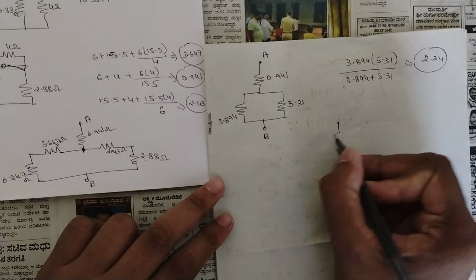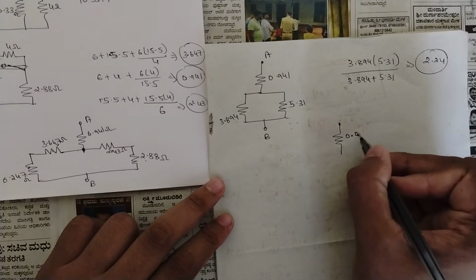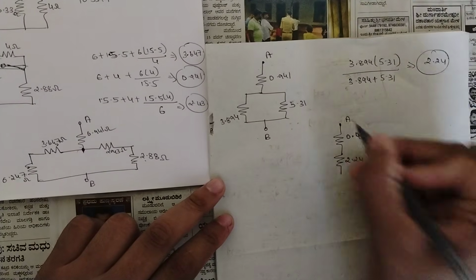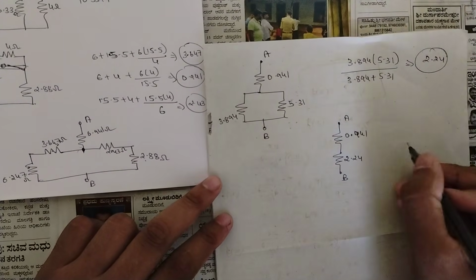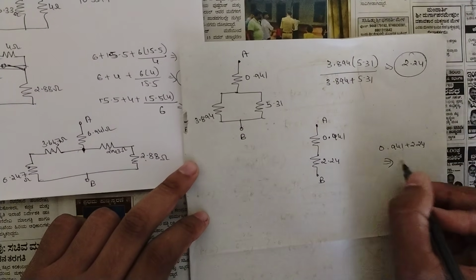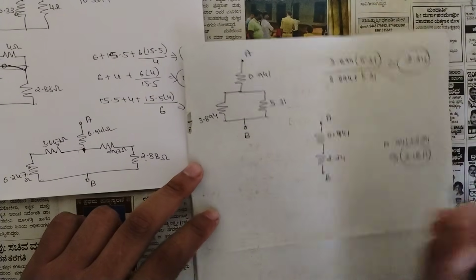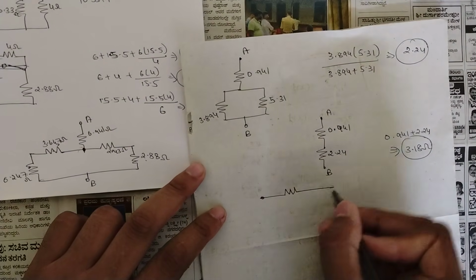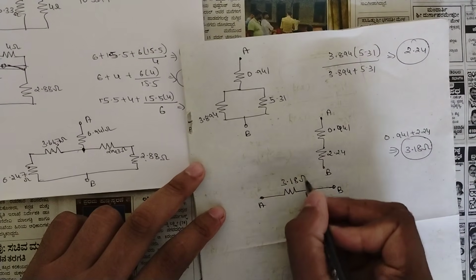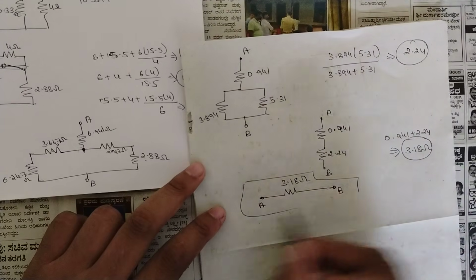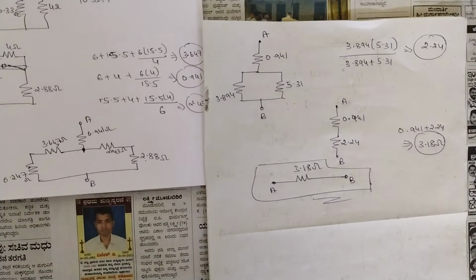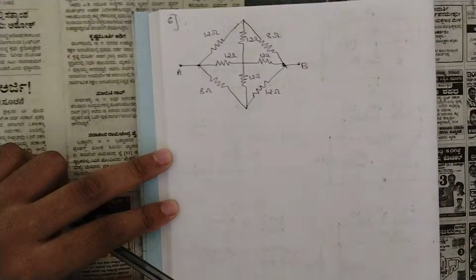Now reduce the circuit again. 0.941, 2.24, A, B. Finally these two are in series, that is 0.941 plus 2.24, we would be getting around 3.18 ohms. So that would be our final value of resistance between the terminals A and B, that is 3.18 ohms. Okay, so like this you should be solving this problem. So we have two more problems, let us solve those.